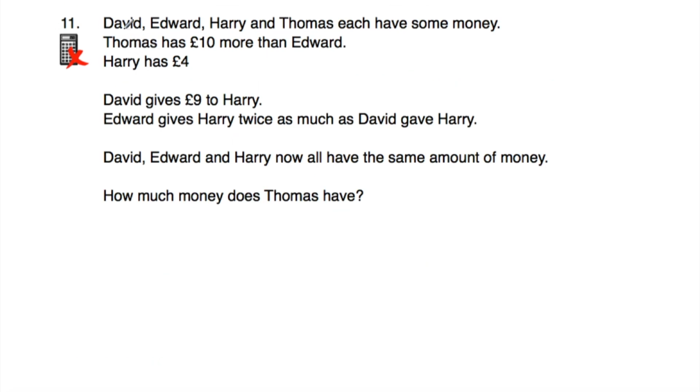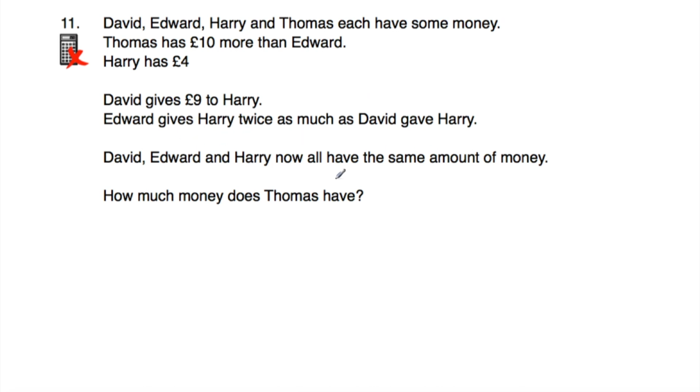So question number 11 says, David, Edward, Harry and Thomas each have some money. And Thomas has got £10 more than Edward. Harry's got £4. And then David gives £9 to Harry, and Edward gives Harry twice as much as David gives Harry. And David, Edward and Harry now all have the same amount of money.